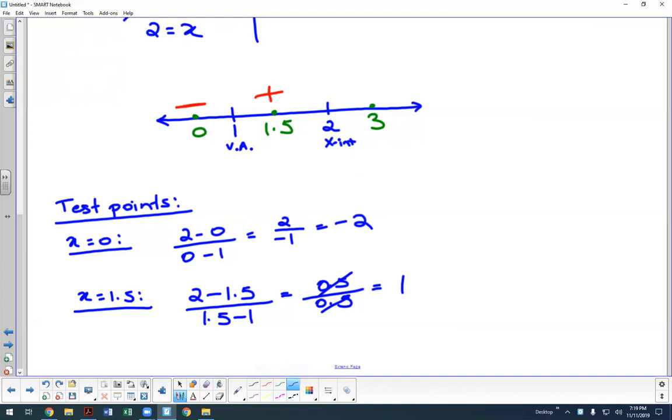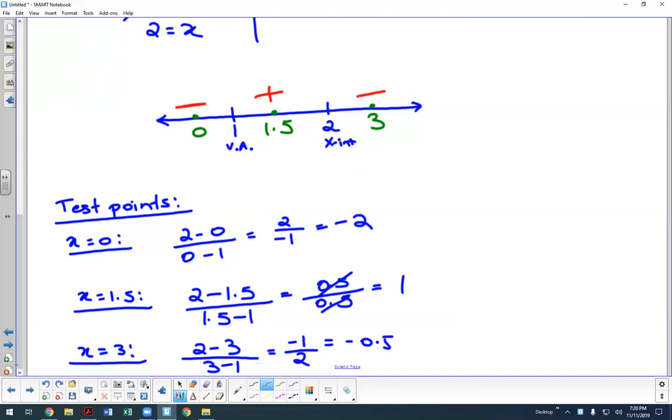And then with x equals 3, that will be 2 minus 3 over 3 minus 1. 2 minus 3 is negative 1. 3 minus 1 is 2. Well, negative 1/2.